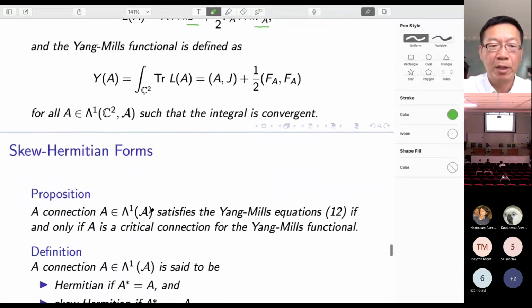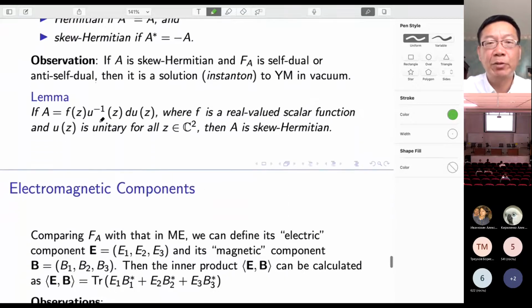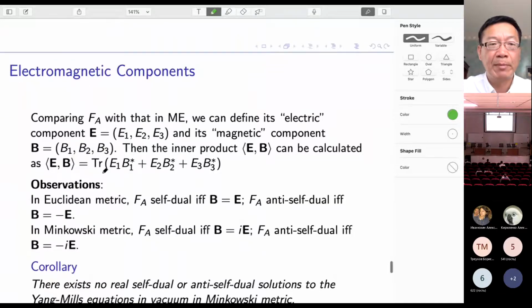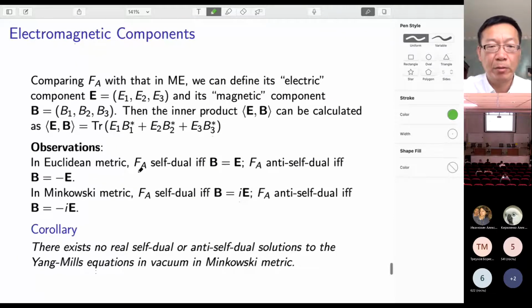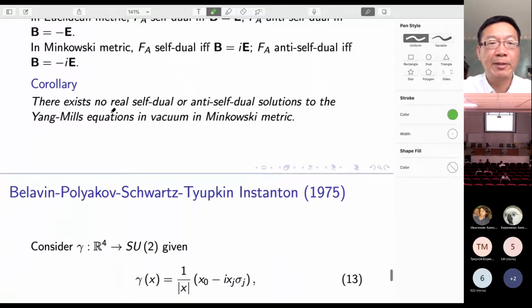Okay, so we'll be focusing on the skew Hermitian forms. One example of that is if you have a unitary valued function, and f is a real valued function, then this operator valued one-form is skew Hermitian. Likewise, you can read the electric component and the magnetic component from the curvature field, and you have connections regarding self-dual and anti-self-dual forms. Due to time constraints, I will not say more about it. One consequence is that there exists no real self-dual or anti-self-dual solution to the Yang-Mills equations in vacuum.